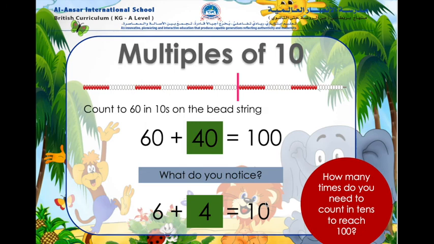How many times do you need to count in tens to reach 100? Let's see if you can figure it out. If you start at 0, how many times do you need to count 10 to reach 100? Count on your fingers. 10, 20, 30, 40, 50, 60, 70, 80, 90, 100. If you guessed you need to count 10 times, you've guessed correct.